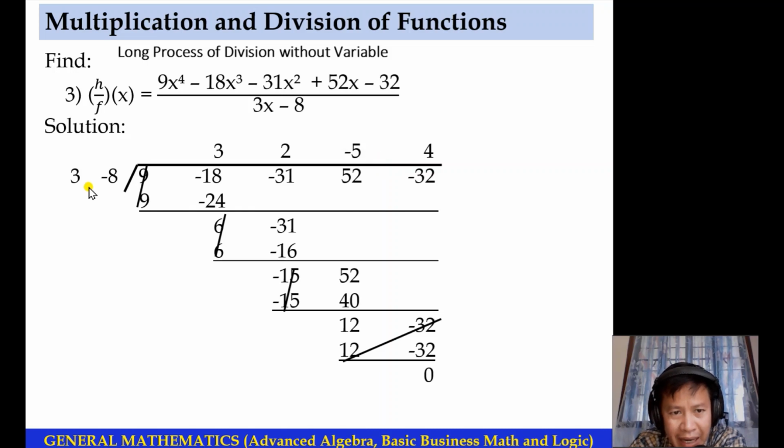The negative 5 times 3 is negative 15. The negative 5 times negative 8 is equal to positive 40. Then cancel this out. Why cancel? Because from negative 15, that becomes positive 15 already. Negative 15 plus 15 is equal to 0. You're going to cancel if the result is 0.